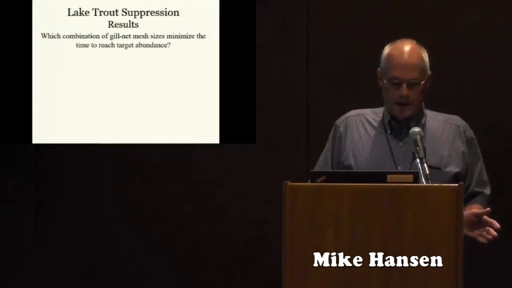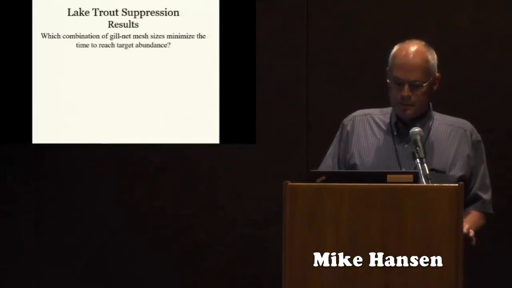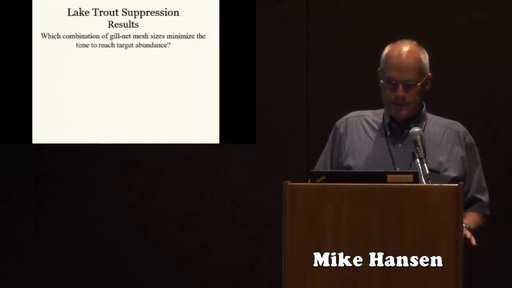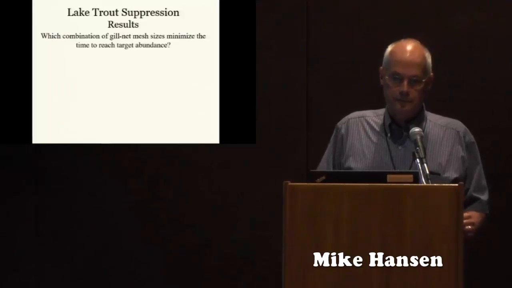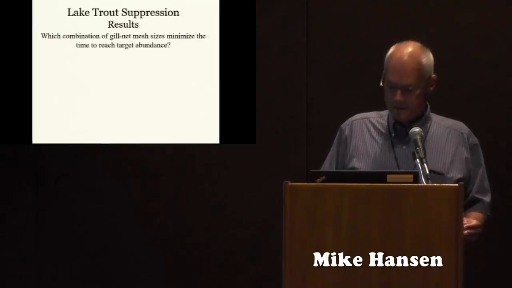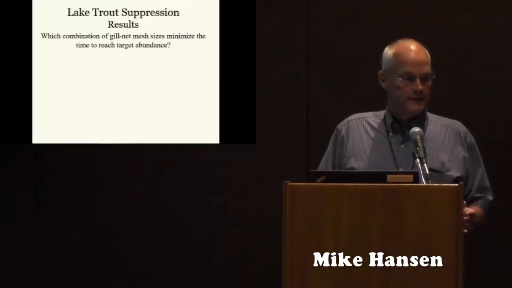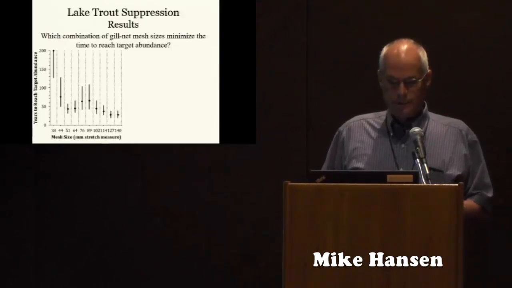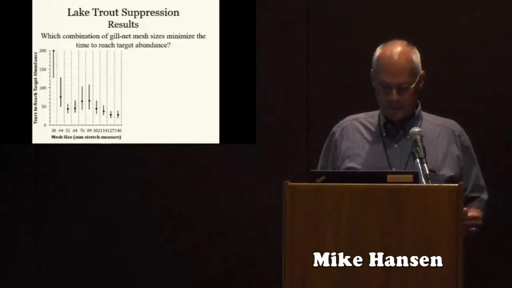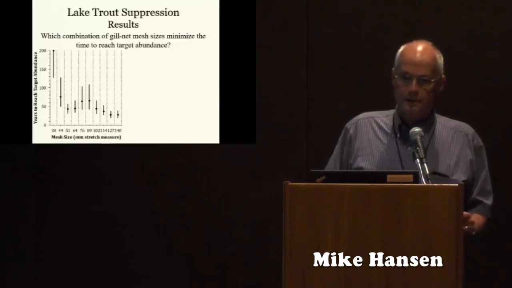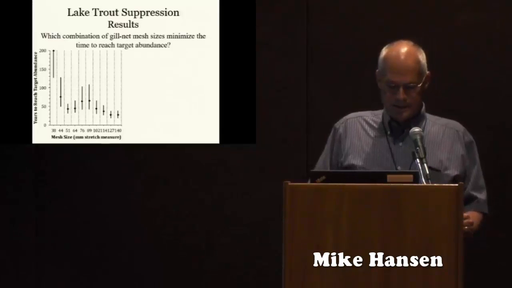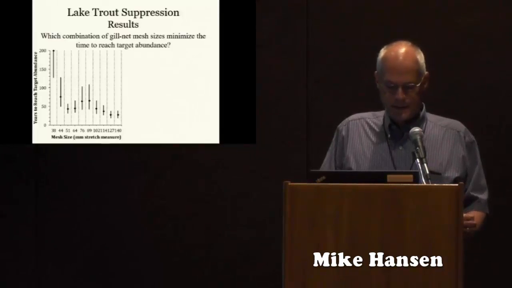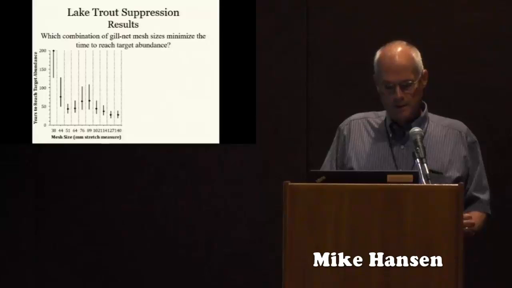So the first question we asked, which combination of gill net mesh sizes would minimize the time to reach target abundance? You can get this totally wrong. If you fish the wrong mesh sizes, it takes you twice as long. So this was a vexing problem for me to solve. Basically, you can run the model for any individual mesh size, and you quickly learn that not all meshes are created equal. This is a graph with mesh size on the x-axis, years to reach target abundance on the y.